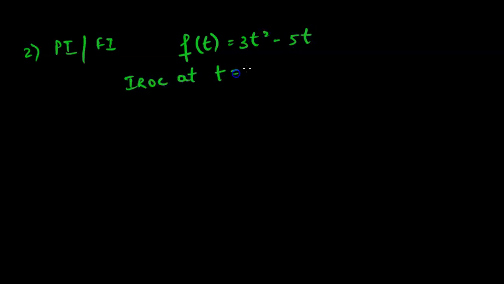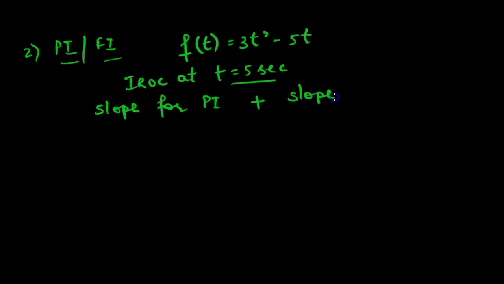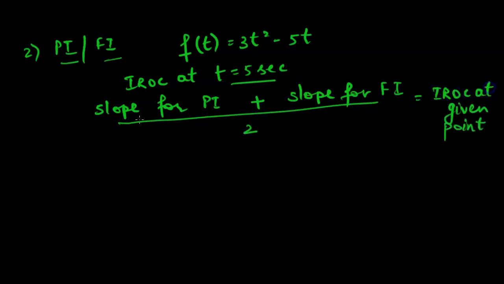We have the same question where we are given f(t) is equal to 3t square minus 5t, and we have to find out IROC at t equal to 5 seconds. Now what this preceding and following interval method means is that we would be finding the slope for preceding interval and the slope for following interval, and we would take their average. That would give us the IROC at the given point. So slope for preceding interval plus slope for following interval divided by 2 is how we find the average. But for that, we first have to find the slope for preceding interval, then the slope for following interval, and then add them up. So let's see how to do that.